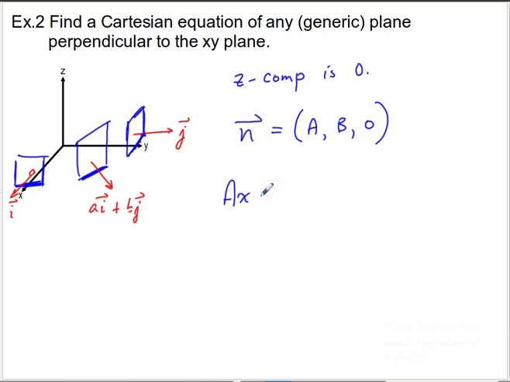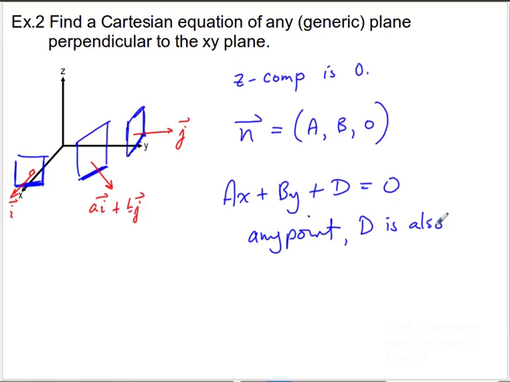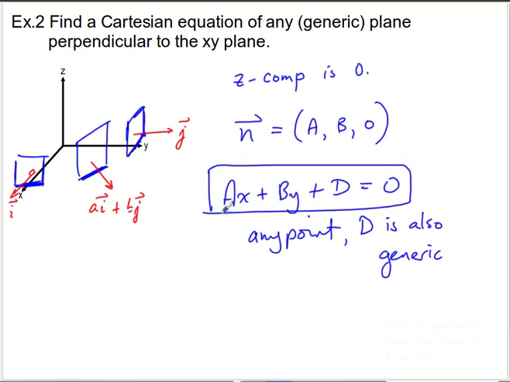So we end up with our equation being ax plus by plus 0 for c plus d is equal to 0. But other than that, we could also have any point, and so that means that d stays generic. So d is also generic. So this is the Cartesian equation of any plane, or the equation of every plane, if you want to think of it, that's perpendicular to the xy plane.